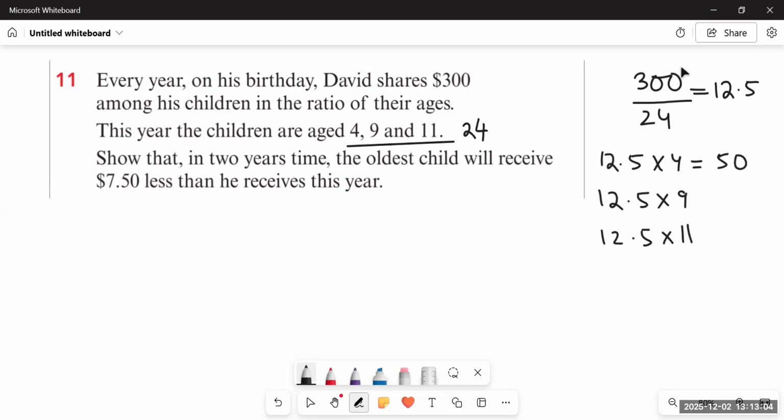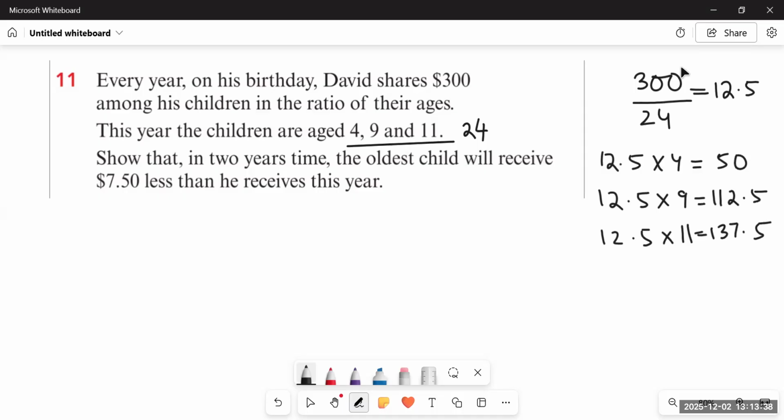Multiply by 9 is equal to 112.5, and multiply by 11 is equal to 137.5. So, according to their ages this year, the children will get $50, $112.5 and $137.5 respectively. Okay, he has 3 children aged 4, 9, 11.